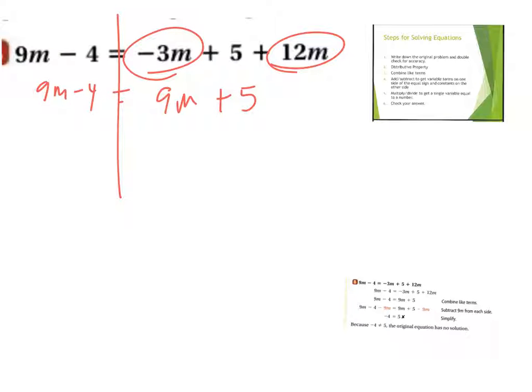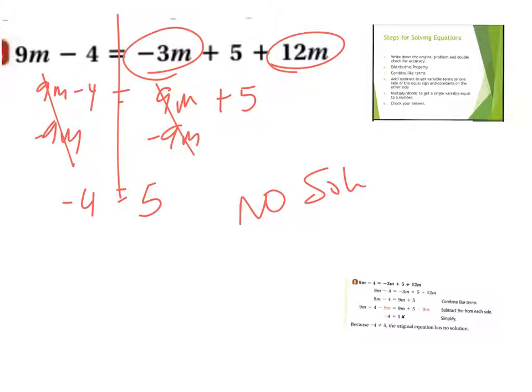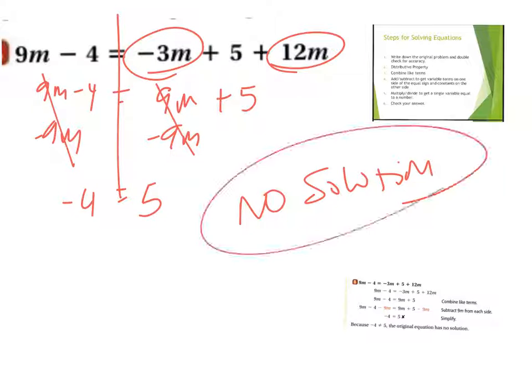Okay, and I want to move the variables to the left side. So I'm going to subtract that 9m from here, subtract it from here. So I lost all the 9m's. So I've got negative 4 equals 5. Now you've got to ask yourself, does the number negative 4 equal the number 5? No, never, ever does the number negative 4 equal the number 5. No matter what I put in this, I don't care what the number is, it will never be true. So we say no solution when we get something like this. None. It doesn't work.